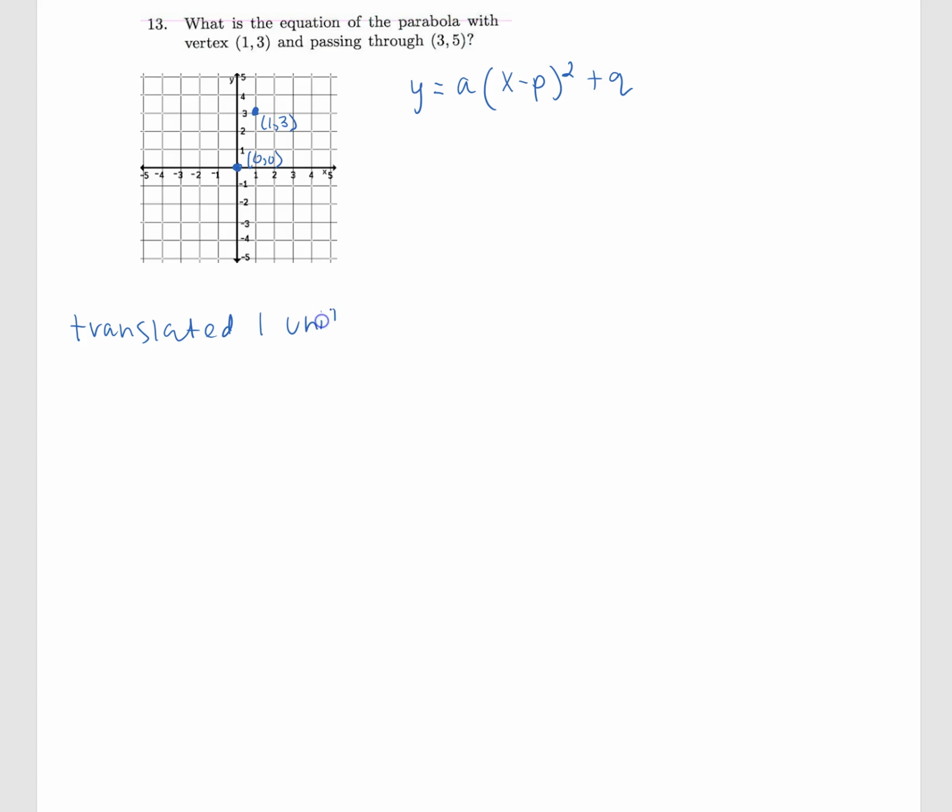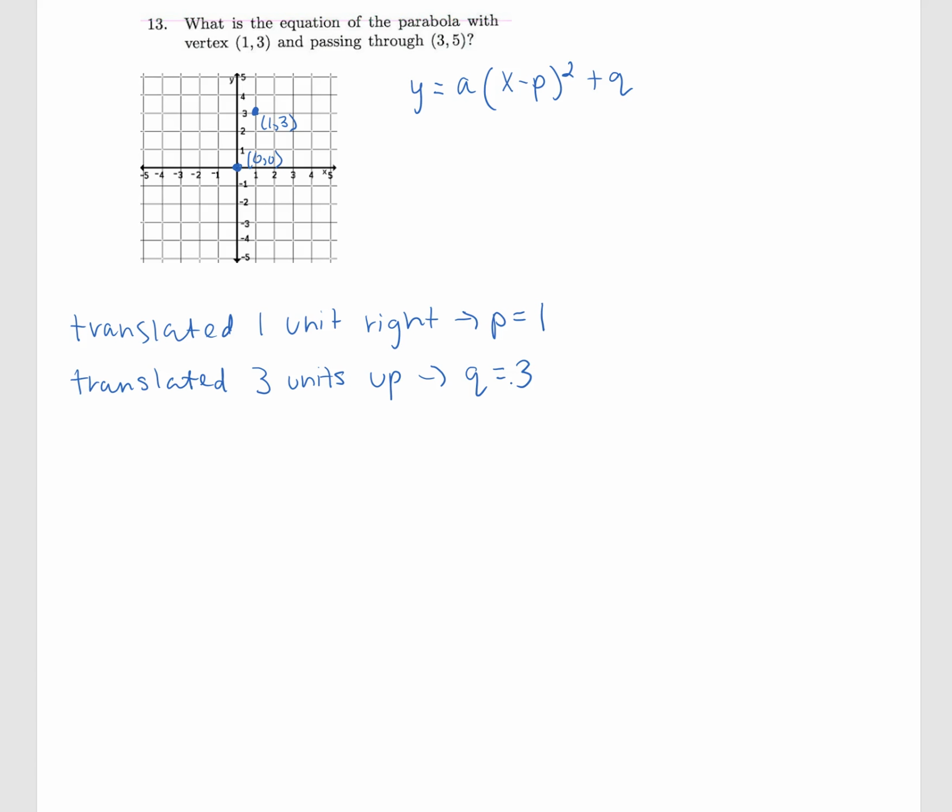So rewriting what we've done here, we've translated 1 unit to the right, and this corresponds to our variable p, and since we've gone to the right, p is positive and p is equal to 1 because we've gone 1 unit. We've also translated 3 units up. This corresponds to our variable q, and since we've gone up, q is positive and q is equal to 3.